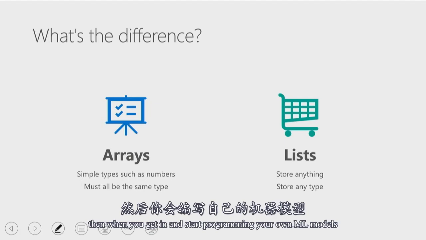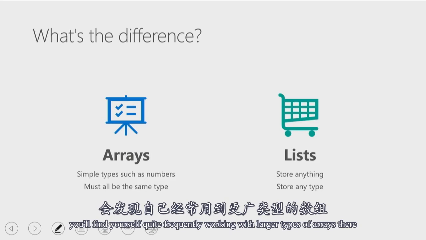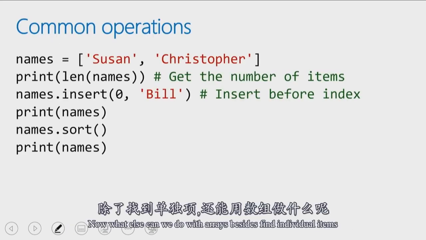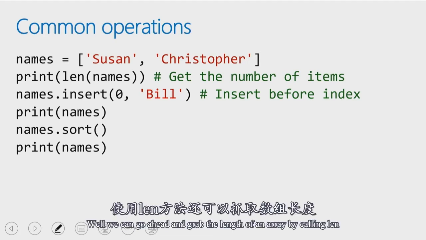Then when you get in and start programming your own ML models, you'll find yourself quite frequently working with larger types of arrays there. Now, what else can we do with arrays besides find individual items? Well, we can go ahead and grab the length of an array by calling len.